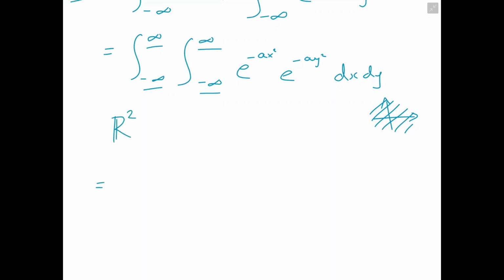So we can say that this integral is the double integral over R2 of e to the, we can tidy up the exponent a bit, e to the minus a times x squared plus y squared, dx dy. Now the x squared plus y squared in the exponent should look pretty Pythagoras-esque, or similar to the formula for the distance of a point on R2 from the origin. So that's sort of what we're going to be exploiting here.